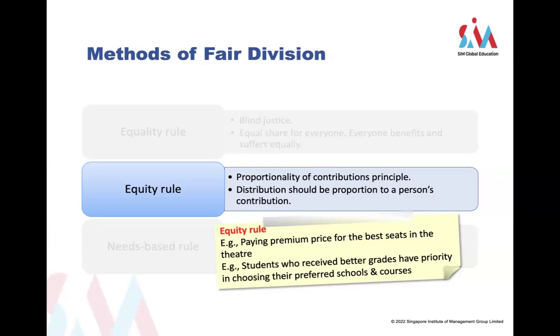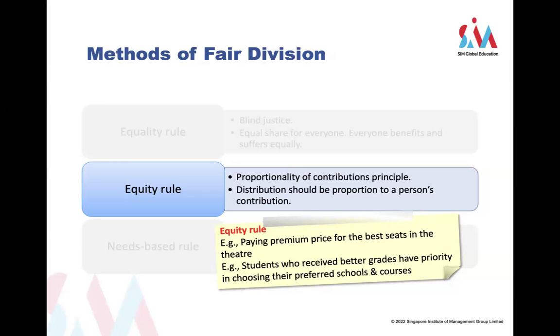Paying premium price for the best seats in the theater. Let's say you go to a Taylor Swift concert. All right, you bought the VIP tickets that cost a few thousand dollars. You get the best seats in the theater, and maybe you even have a chance to interact with the celebrity. Maybe there is a meet and greet whereby you can have a photograph with the celebrity, maybe even an autograph. Why? That is because you paid premium price for such entitlement, and such entitlement is only reserved for selected people who are willing to pay premium price.